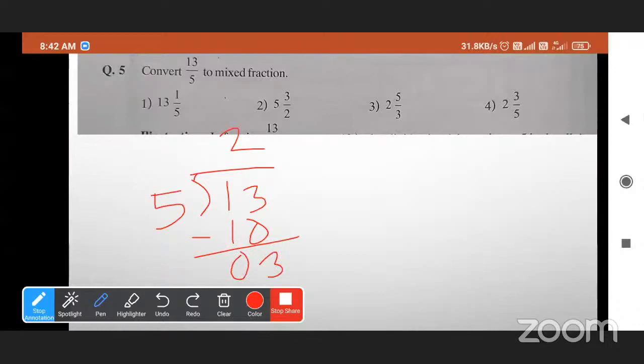Okay, now the division is done. So what is the mixed number or mixed fraction? Can you tell me? 2 is the whole number. Very good. 5 is the denominator, and 3 is the numerator. So which one is the correct option? 2 and 3 upon 5. Okay, very good. The fourth one is the correct answer. Very good. It is right.